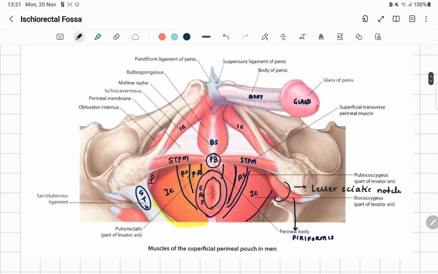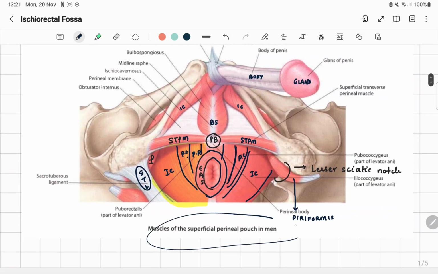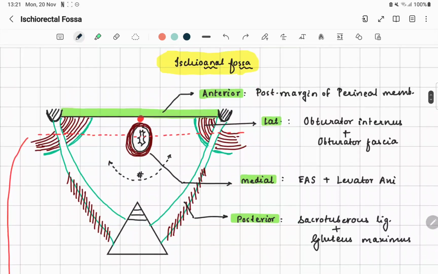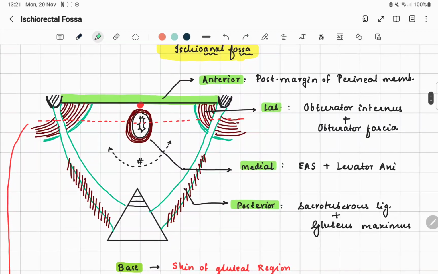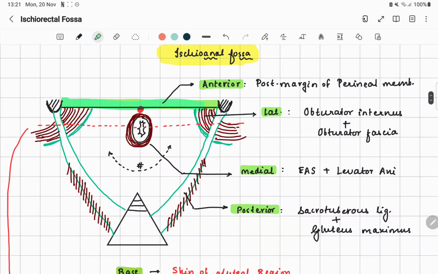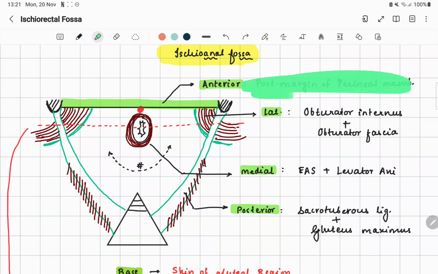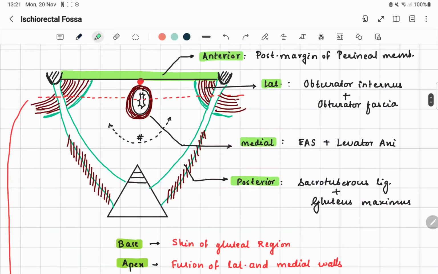Okay, so you can label all the muscles, you can know all these muscles. And this is also in the muscles of the superficial perineal pouch. Okay, talking about the ischioanal fossa or the ischiorectal fossa. What is this? The anterior margin is the posterior margin of the perineal membrane. And laterally it is bounded by your obturator internus and the obturator fascia, which is covering the obturator internus.